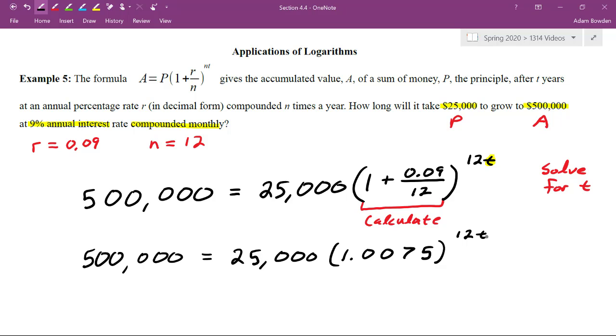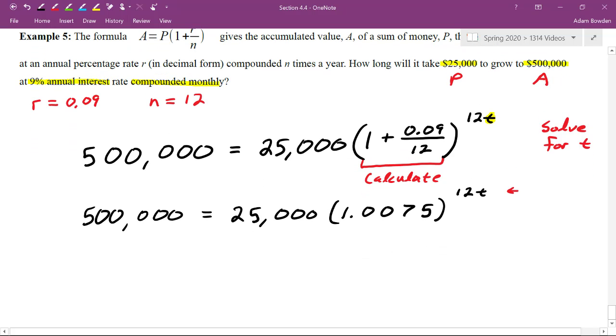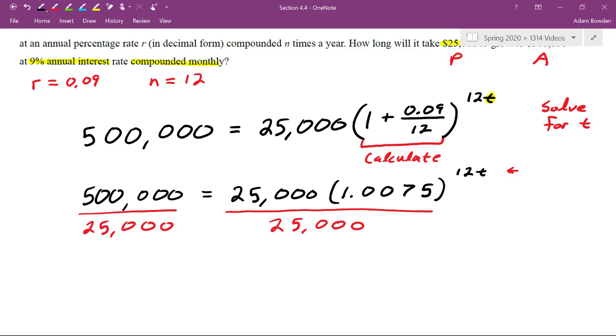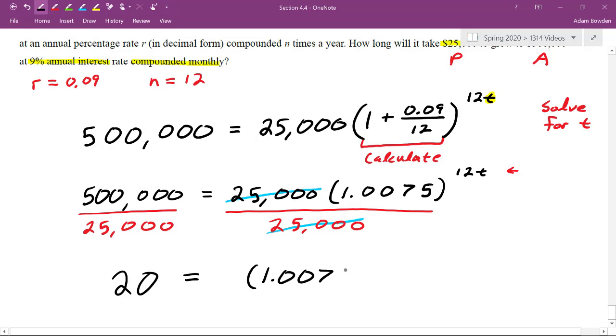Okay, so I'm trying to get down to just the t. I'm trying to get that thing by itself. So first thing I'm going to do is divide both sides by the 25,000. Now 500,000 divided by 25,000 is just 20. And so on the other side, however, I'm getting that out of the way. So 20 is equal to 1.0075 raised to the 12t power.